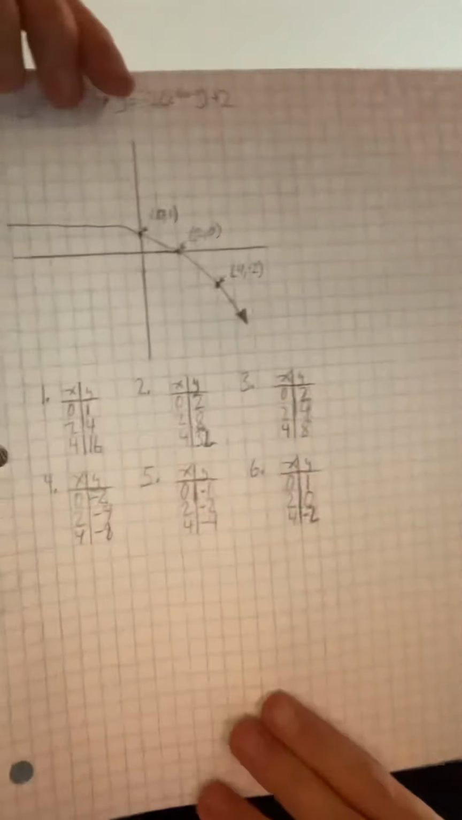So the graph will look something like this, and I'll just mark the points. Make it clear. So it'll end up looking like this, with the points at (0, 1), (2, 0), (4, negative 2).